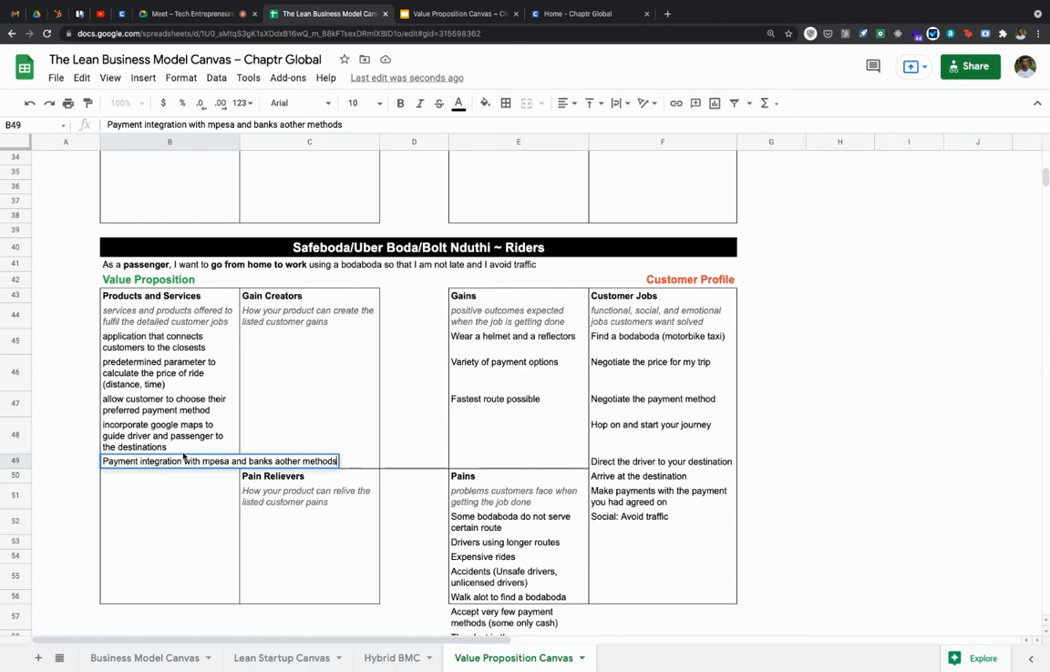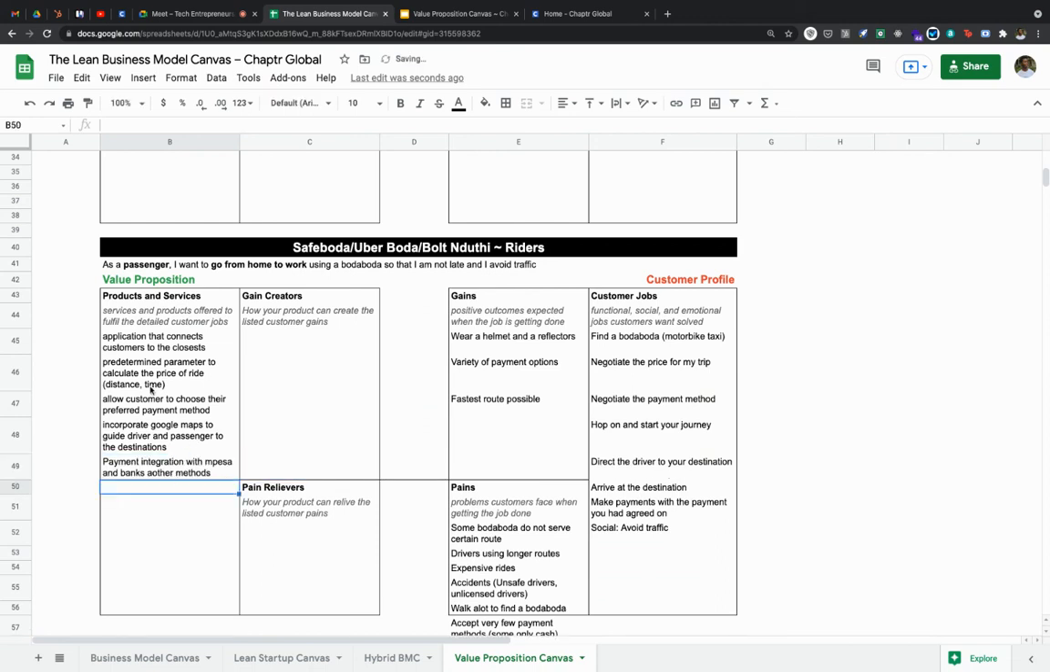Cool. I would say the payment calculator that you're mentioning is pretty much part of the predetermined parameters to calculate the price of a ride based on distance and time. I think that's what you mean, right? Yes. So we've listed that. Okay, we've done this very well.